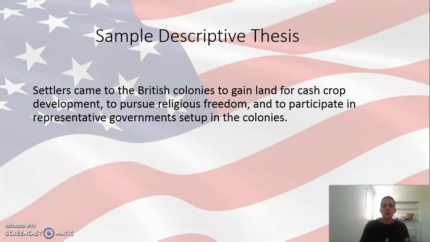Settlers came to the British colonies to gain land for cash crop development, to pursue religious freedom, and to participate in representative government set up in the colonies. This is a very common thesis that I might see from students. And essentially what you're doing here is you're just saying, hey, all of these were reasons that people came. You list them out, right?